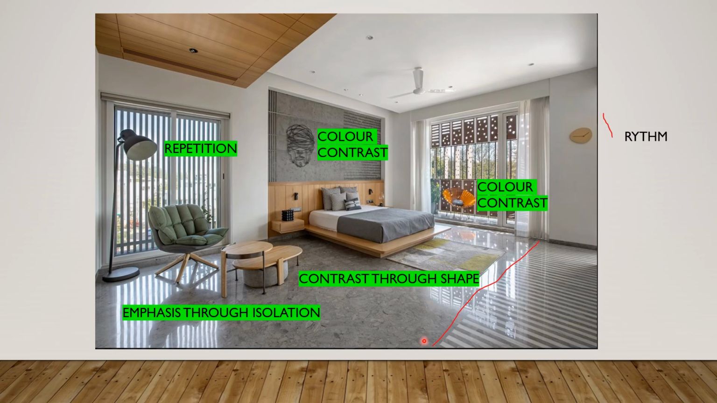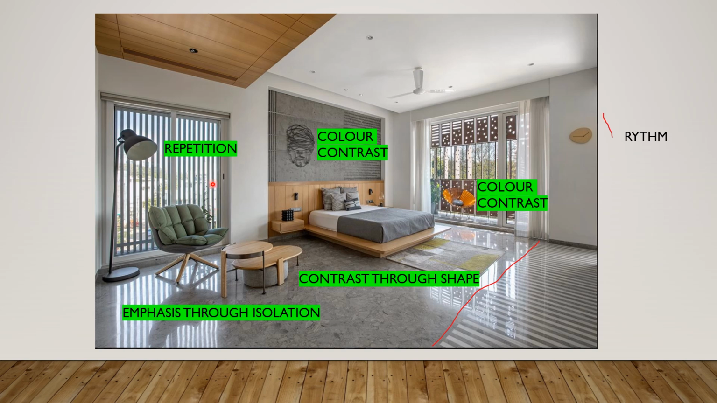In this space, the lines on the floor are providing a rhythm to the space. The orange chair outside the room is a color contrast from the balcony. The grey wall at the back side of the bed is also a color contrast. The table here is a contrast through shape, and the sofa and the lamp are adding an emphasis through isolation.